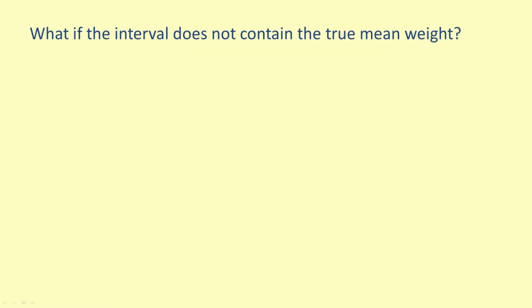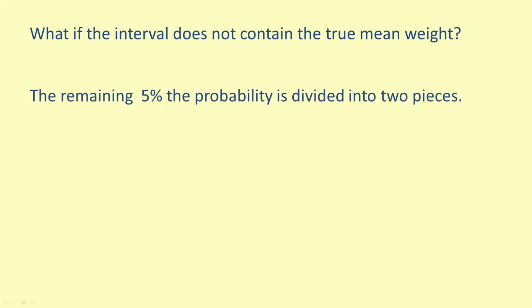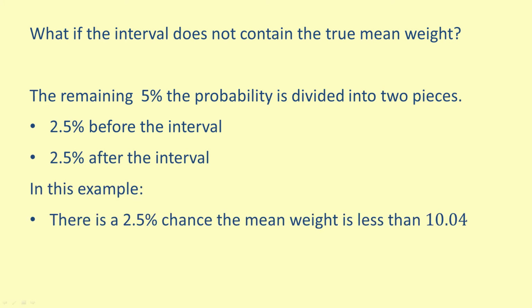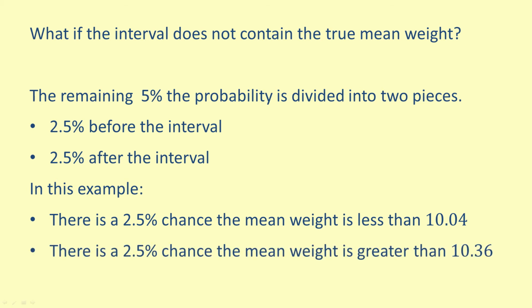What can we say about the other 5% where the interval does not contain the true mean weight? In the normal distribution, the remaining 5% of the data is divided into 2 pieces, with 2.5% of the data before the interval and another 2.5% of the data after the interval. In this example, there is a 2.5% chance that the true mean is less than 10.04, and a 2.5% chance that the true mean is greater than 10.36.